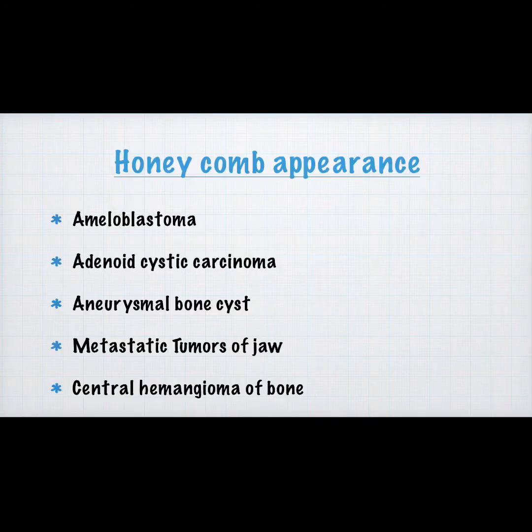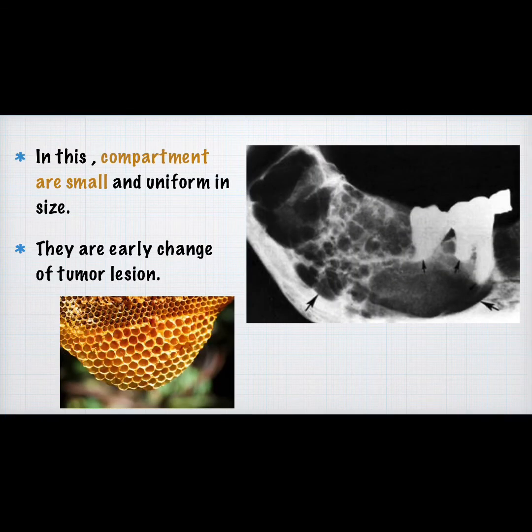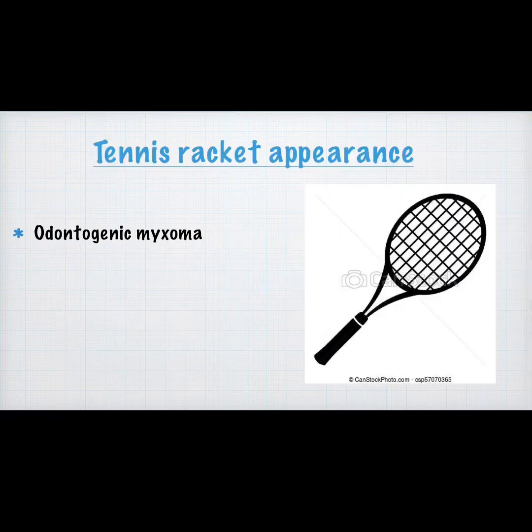Next one is honeycomb appearance, which is also seen in ameloblastoma, adenoid cystic carcinoma, aneurysmal bone cyst, metastatic tumors of jaw, and central hemangioma of bone. In this, compartments are small and uniform in size. They are early changes of tumor lesion.